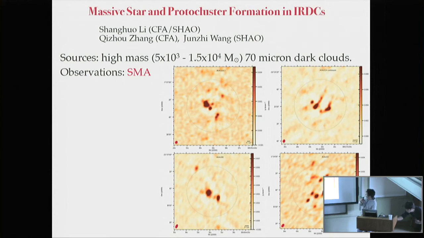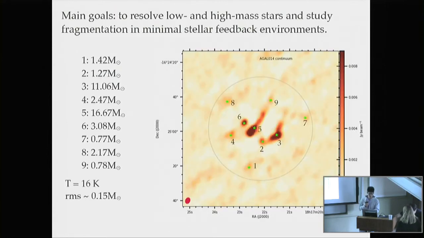And here I'm showing first the dust continuum from the SMA observation. With the SMA SWARM correlator and 16 gigahertz bandwidth, it can offer a mass sensitivity about 10 times lower than the global Jeans mass. So we have the sensitivity to detect the high mass and low mass dense structures simultaneously. Then we can study the fragmentation in those very early evolutionary stages, with minimum effect by the stellar feedback.